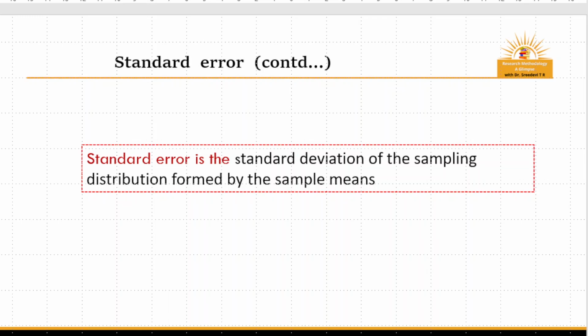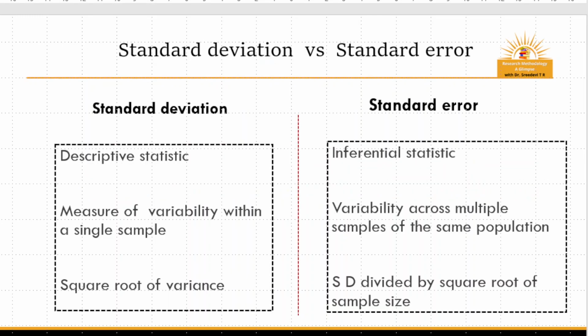In the video on measures of variability, I have discussed standard deviation in detail with examples. What are some of the major differences between standard deviation and standard error? Standard deviation is a descriptive statistic, that is, a description of data variability. It is a measure of how much the data are dispersed in relation to the mean, that is, the deviation of scores or values from the mean. Standard error is an inferential statistic. Inferences are made from the data. Standard error measures the statistical accuracy of an estimate.